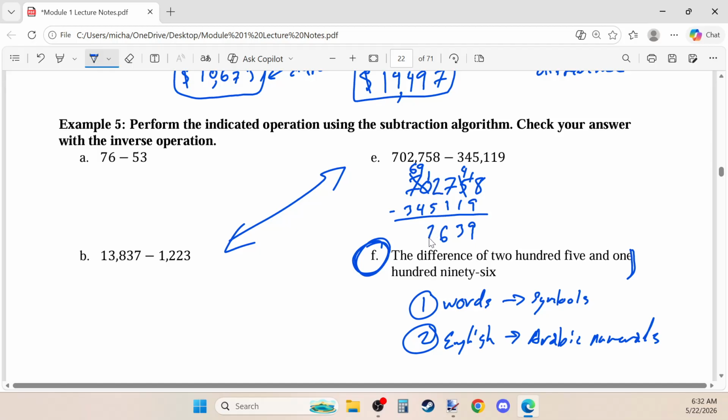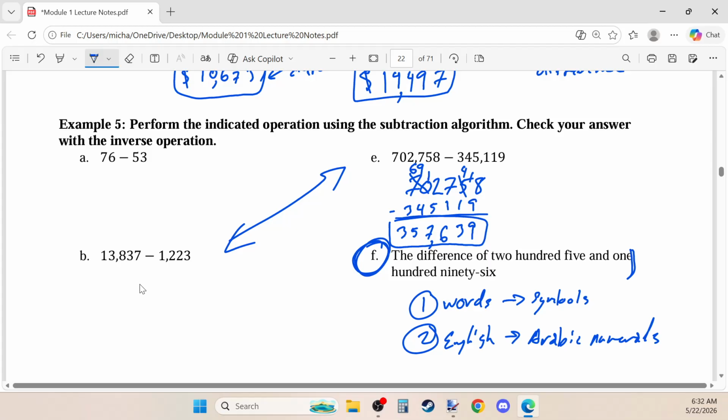12 minus 5 is 7. 9 minus 4 is 5. 6 minus 3 is 3. So my answer is 357,693.